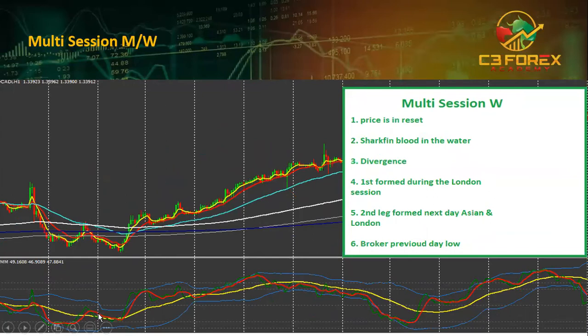Another example, market baseline there oversold. You got shark fin, blood in the water, prices in reset. You got divergence. Price comes up, give you your first leg, comes back down, give me your second leg, comes back up, give me your first leg. You have your W right here.